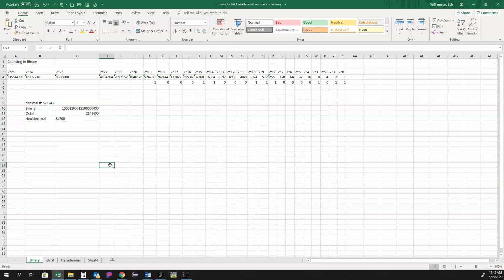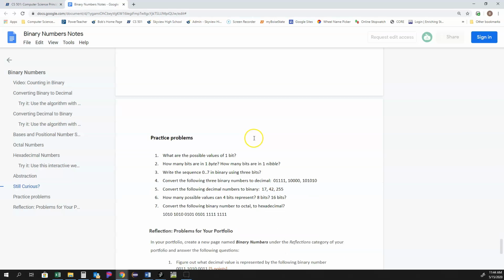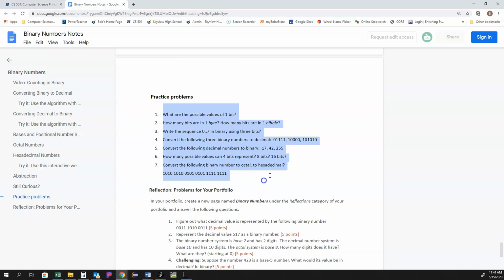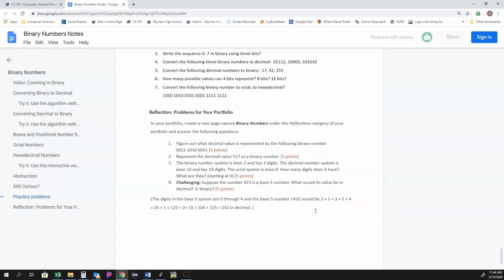Okay, so that's a real quick run through. I will provide you with this handout to help you convert your binary to octal and hexadecimal and so forth. Go back and reference our handout. We talked about abstraction. Here are some practice problems that you should be able to look at. And in your portfolio, underneath reflections, I would like you to answer these. They are point assigned, so it's important that you do that.